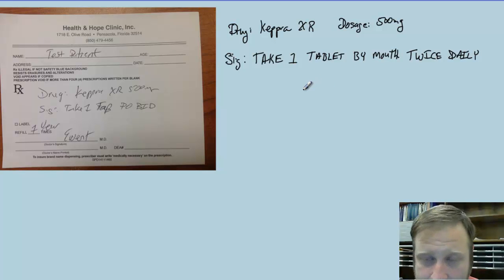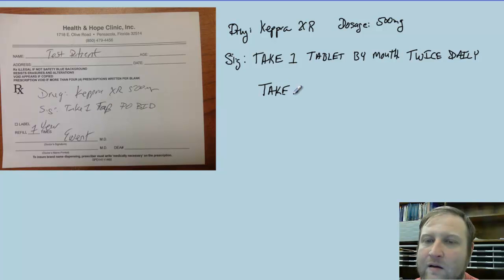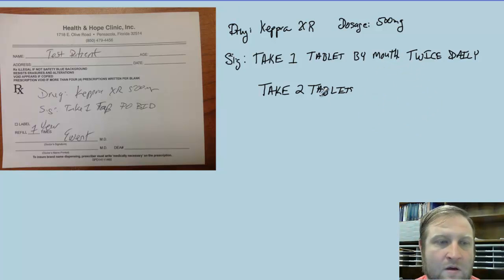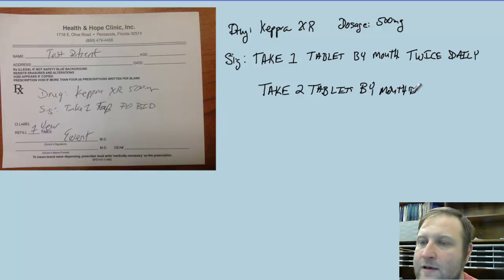And be very careful. There is sometimes a common error that occurs in this circumstance where people say take 2 tablets once daily. So think about this. Let's say I said take 2 tablets daily. Is that the same as take 1 tablet by mouth twice daily? Assume take 2 tablets by mouth daily. So let me just erase that. Take 2 tablets by mouth daily. Are these two the same?